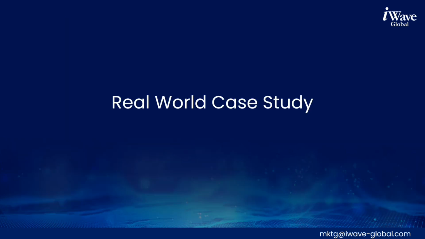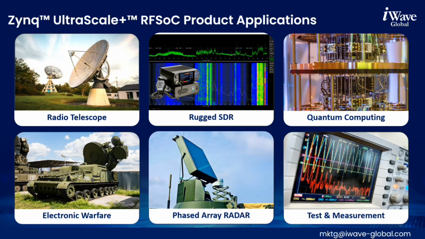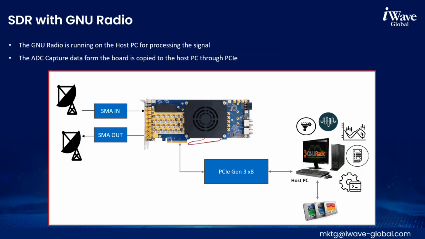Then we'll cover some of the real-world test case studies. So mainly the applications for RFSoC products are in radio telescope, rugged SDR, quantum computing, electronic warfare, phased array radar, and test and measurement equipment. So let me explain some of the test case studies, starting with the SDR with GNU Radio.